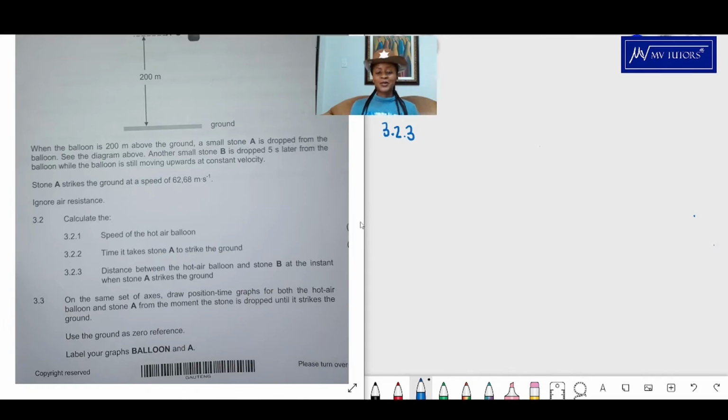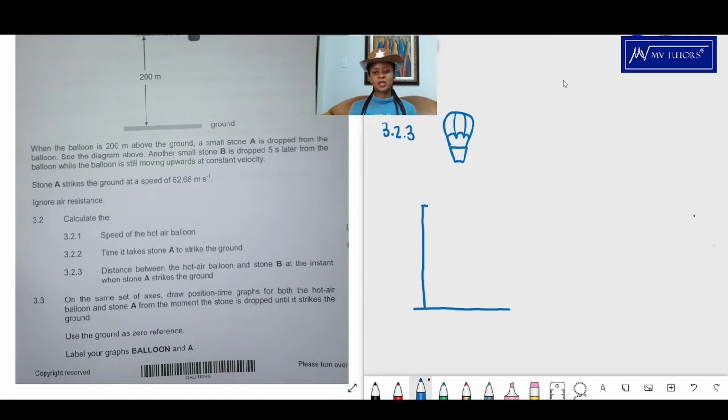But now, how? If I were to draw a sketch for myself, so initially, okay, let's start with the hot air balloon. So we have the hot air balloon. Okay, something like this thing is throwing an ice cream. So we have a hot air balloon there. When stone A was thrown, it was at 200, right? But when stone A eventually reached the ground, it wasn't 200 anymore.